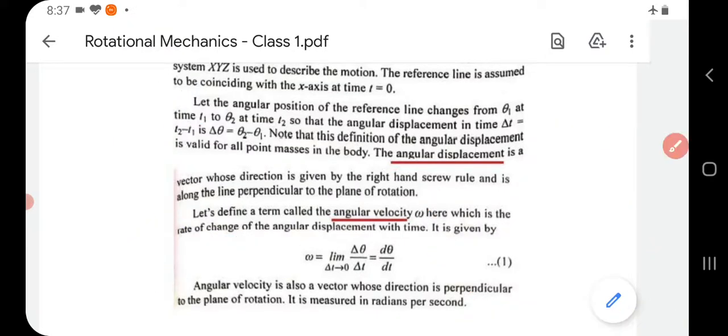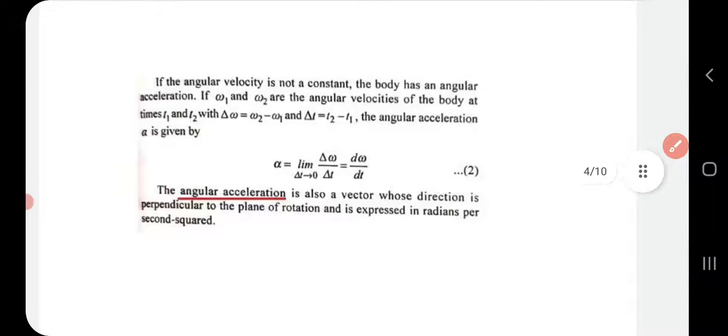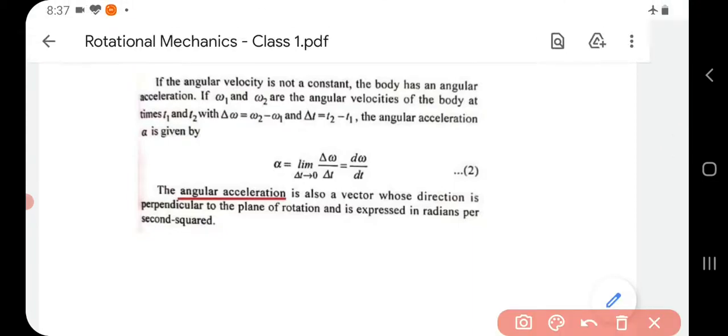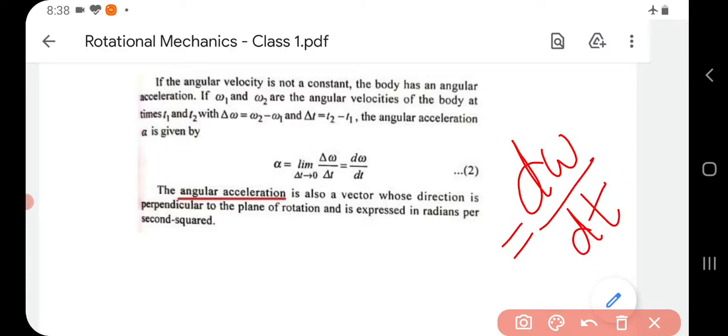Now, what is meant by angular acceleration? Now we have learned about angular velocity, right? So if omega 1 and omega 2 are the angular velocities of the body at times t1 and t2, then angular acceleration will be the rate of change of angular velocity with time, and that will be angular acceleration alpha.